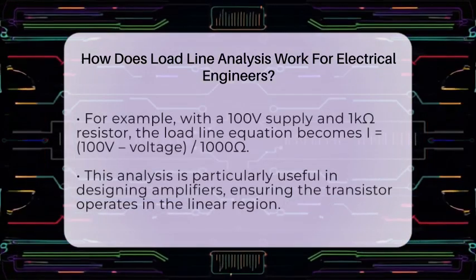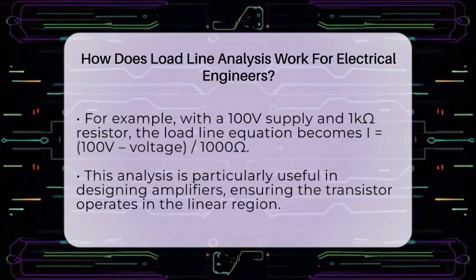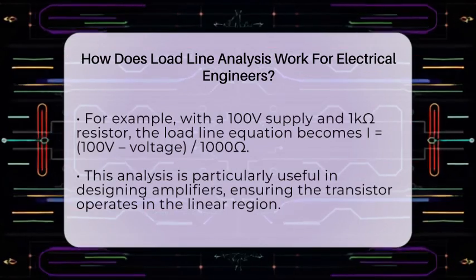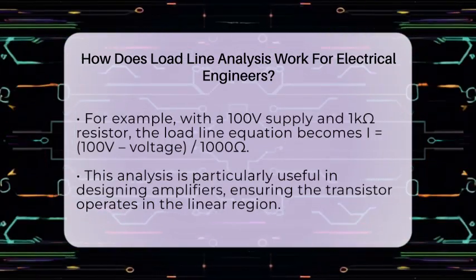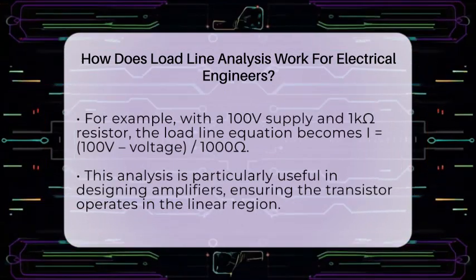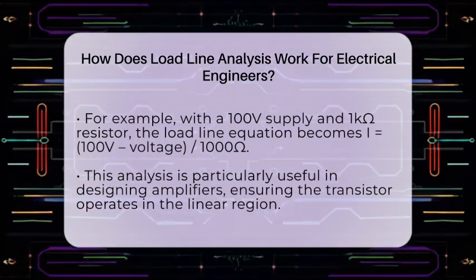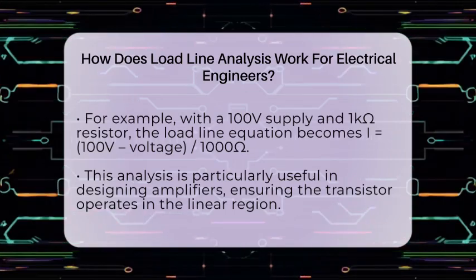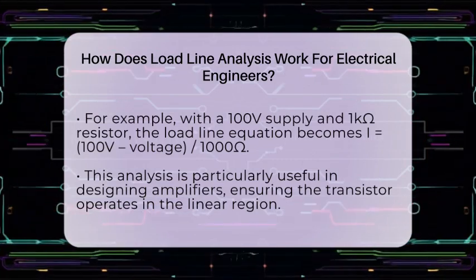Constructing the load line involves knowing the supply voltage and load resistance. For example, if the supply voltage is 100 volts and the load resistance is 1000 ohms, the load line equation becomes I equals (100 volts minus voltage) divided by 1000 ohms. Plotting this line on the graph helps visualize the possible current and voltage values. The intersection with the device's characteristic curve shows the steady state.